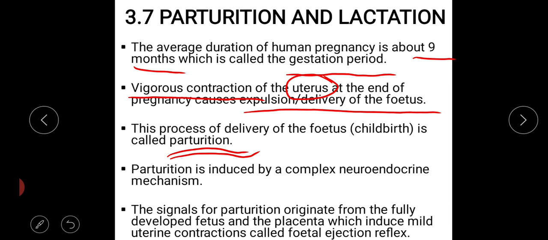Parturition induces what? It induces a complex neuroendocrine mechanism. That means neuronal and endocrine hormones are associated with this mechanism. The signal for parturition originates where? It originates from the fully developed fetus, from the fetus itself, and the placenta, which induces mild uterine contraction called the fetal ejection reflex. I have already told you about the hormone relaxin, which is used for this uterine contraction. A fetal ejection reflex is caused through this relaxin only.